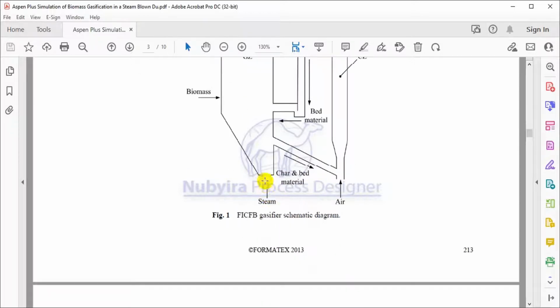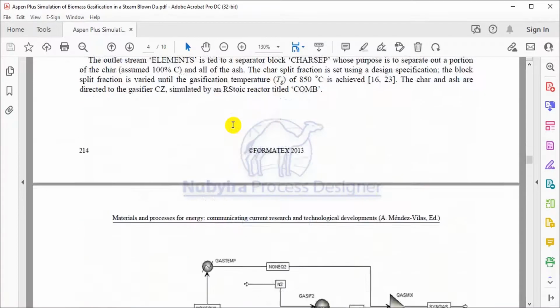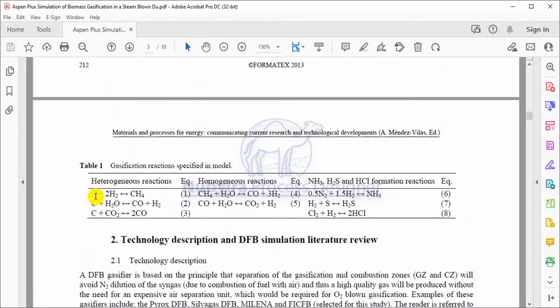You have steam, you pass steam through, and the reaction of the biomass occurs. The biomass contains a lot of carbon, so carbon will hydrogenate to methane, and react to form CO, CO2, methane, and so on. All these reactions are going to be used to build the model. You also have some byproducts here, which are ammonia, H2S, and HCl.